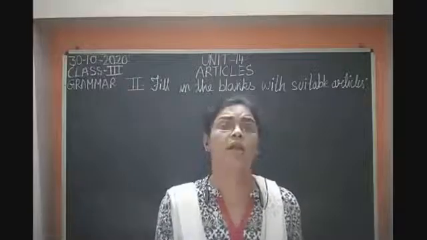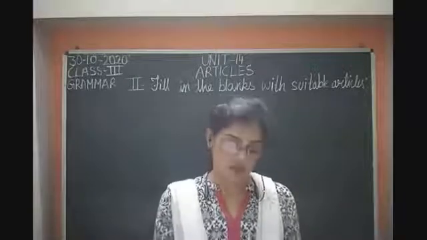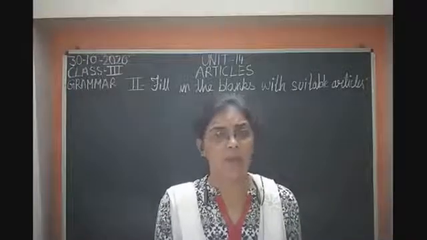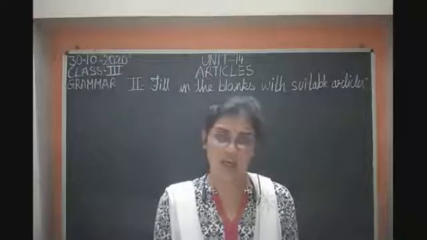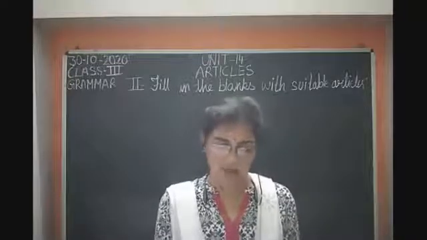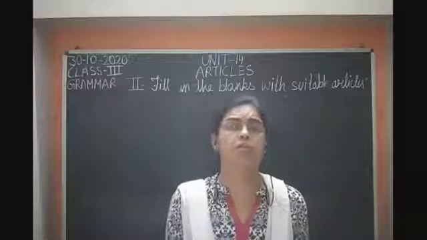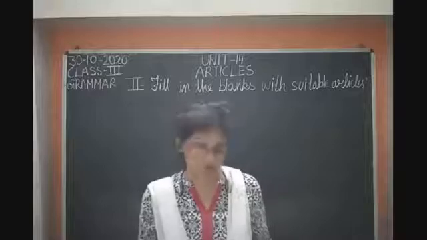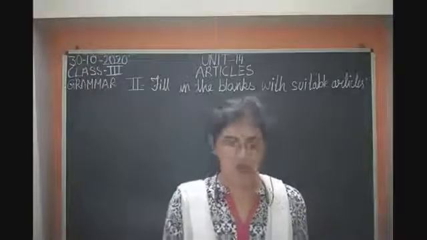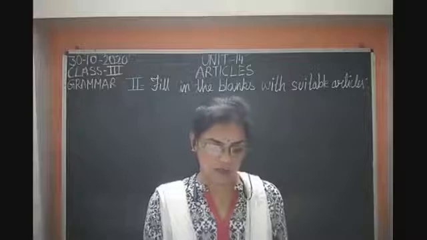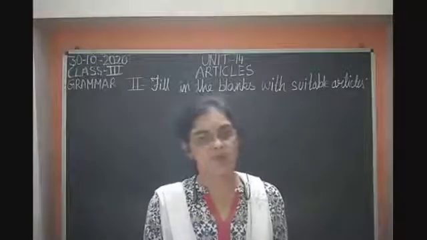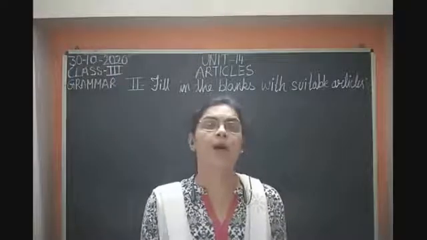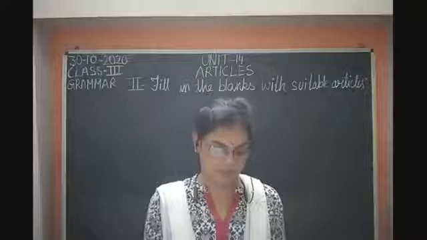The first one, I have a bag and a raincoat. Please write A before bag and A before raincoat. So I have a bag and a raincoat. Then the second one, give me a glass of water. Write A in the second blank. Give me a glass of water.